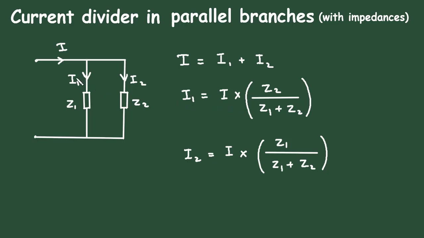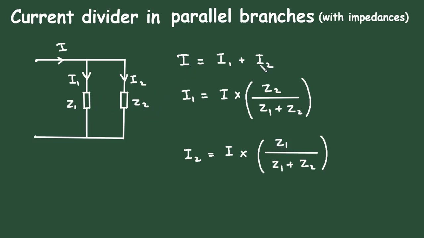If we want to find current I1, what we do is take the total current and then multiply it with the parallel branch. The parallel branch to this Z1 is Z2. So in the numerator we take Z2, divided by the total Z1 plus Z2. Similarly for I2, if we want to find this current I2, then we take the total current I and multiply it with the opposite branch resistance, or parallel branch resistance. Here it is Z1. So in the numerator it will be Z1 divided by Z1 plus Z2.